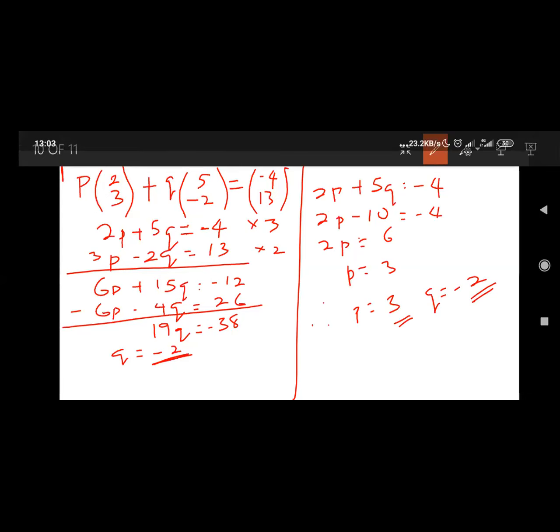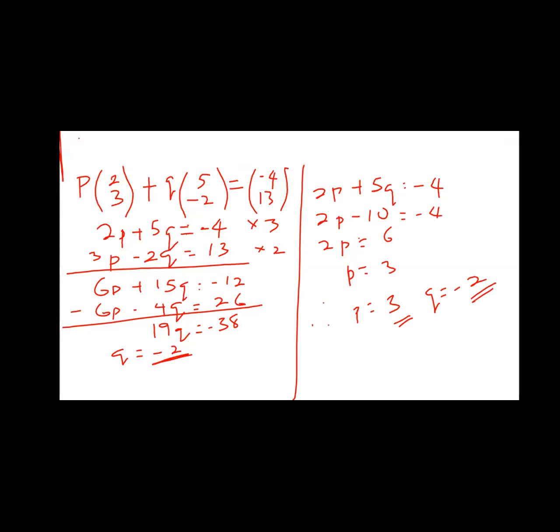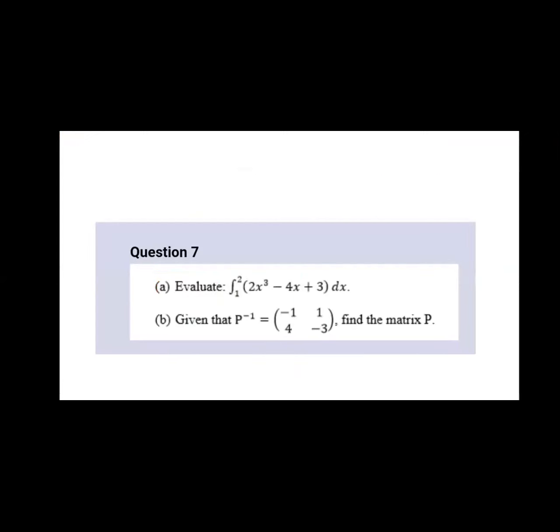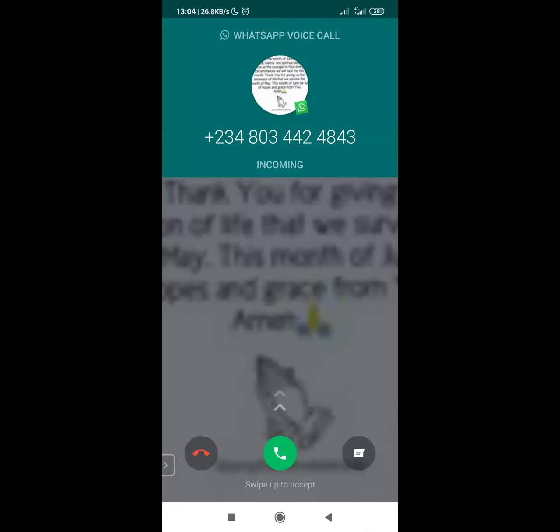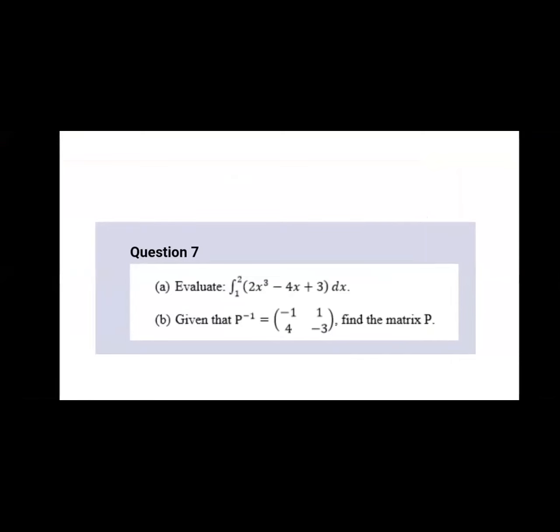I think we need to move ahead. If there is no question, we can move on. This is also a WAEC question, but it is GCE, November, December 2018. So you can see that these topics are now coming in mathematics, so you have to take it very seriously.